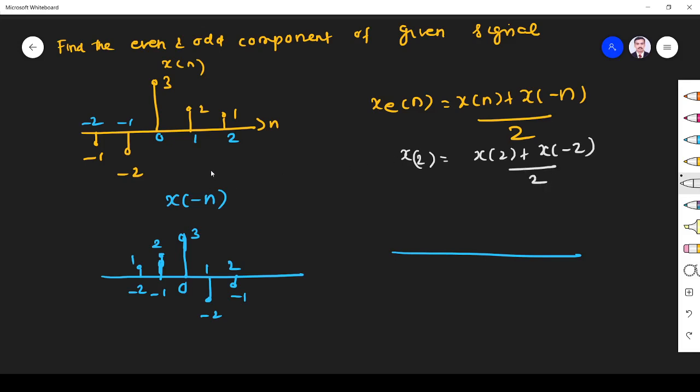Clear? So otherwise you have to add 1 to 1. Anyway, you can do both the methods. If you add 1 to 1, that will also give the same answer. Okay, so x of 2 is what? 1. Here x of 2, this is n is equal to 2. X of 2 is 1. Right? And x of minus 2 is minus 1.